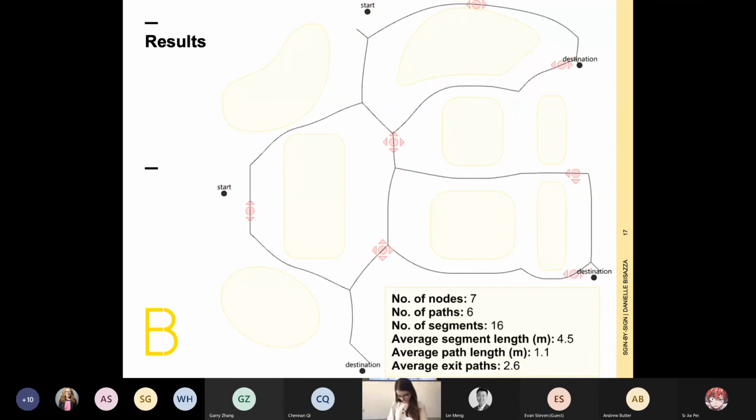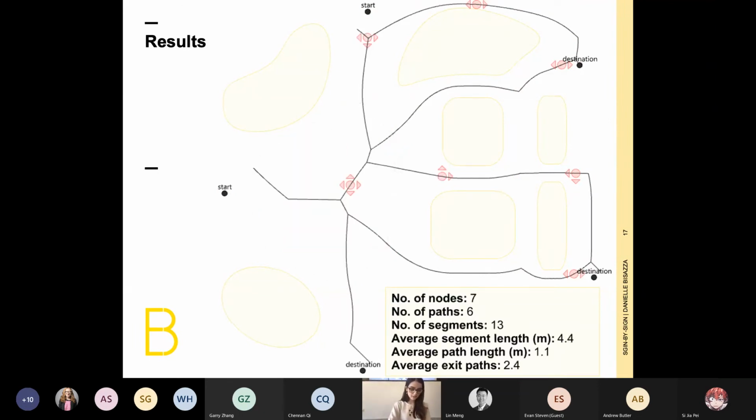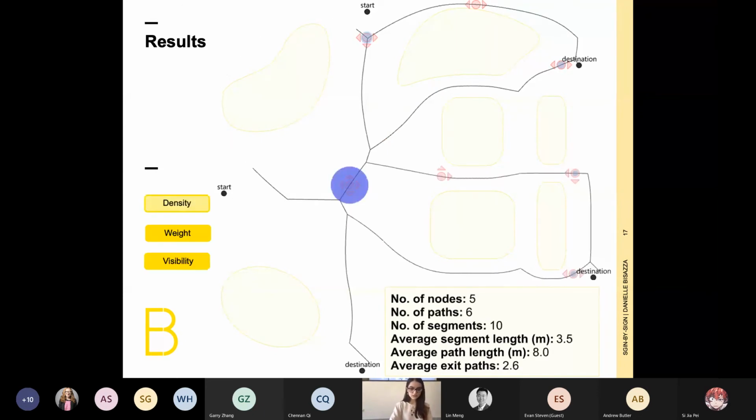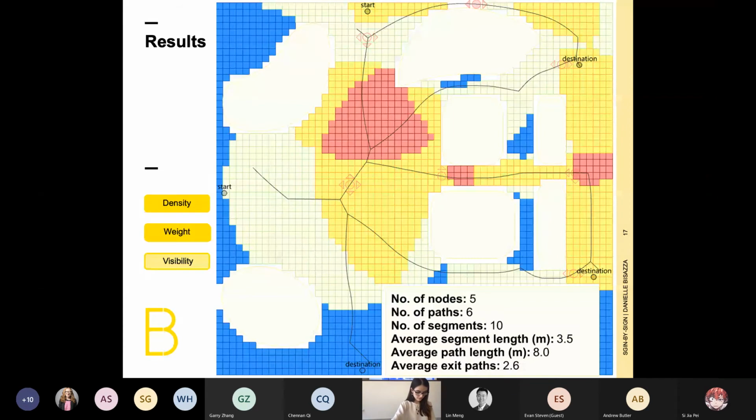After iterating through the possible situations, a result is generated with statistics attached. So these values are able to change with adjustments to layout or change in start-destination pairs. Information on the visual analysis of the new layout can also be toggled on and off. This includes density, weighting, and visibility.